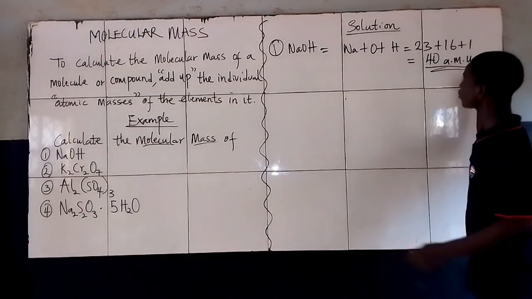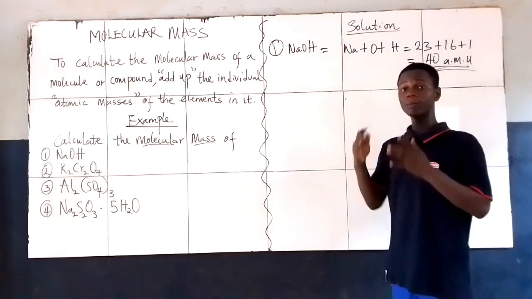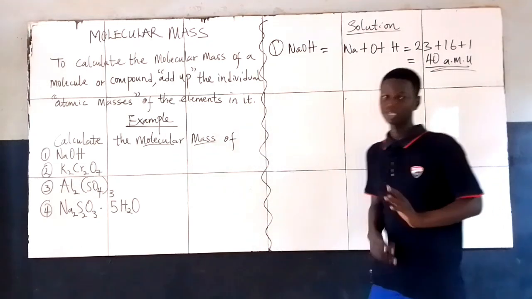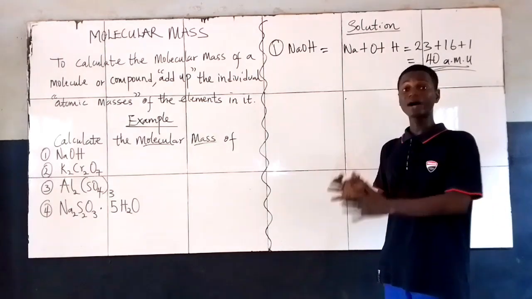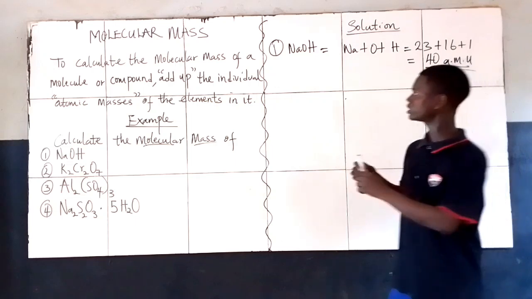AMU. And that stands for atomic mass unit. If it was molar mass, not molecular mass, the unit should be gram per mole. So that's the difference in units. Now straight to the next question.